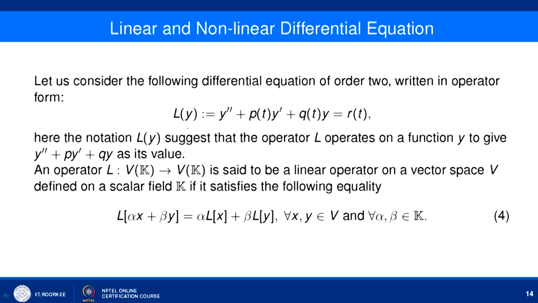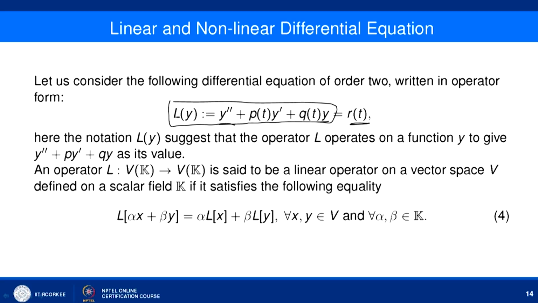So, we define Ly as the following operator. Here Ly is equal to y double dash plus pty dash plus qty. It is kind of an operator which operates on y and gives rise to this RT. So, it means that you put this y, then this will give you the value RT. So, it is an operator, and this operator is defined like this: Ly equal to y double dash plus pty dash plus qty.